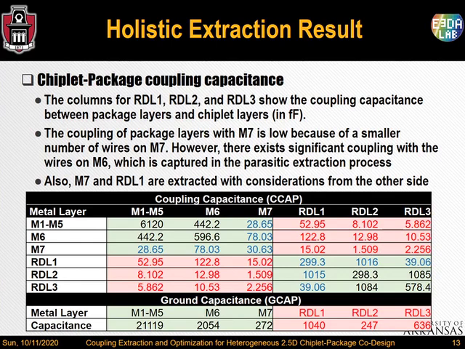It is noticeable that though M7 is the topmost chiplet routing layer, the coupling between M6 and RDL1 is greater than that between M7 and RDL1. This is because M7 has significantly less routing wires compared to M6 in the design. The coupling capacitances of M7 and RDL1 are also extracted with cross-boundary considerations. This kind of detailed interaction can only be captured in the holistic extraction method. This extraction result can be utilized to incrementally optimize the system for higher performance and signal integrity.